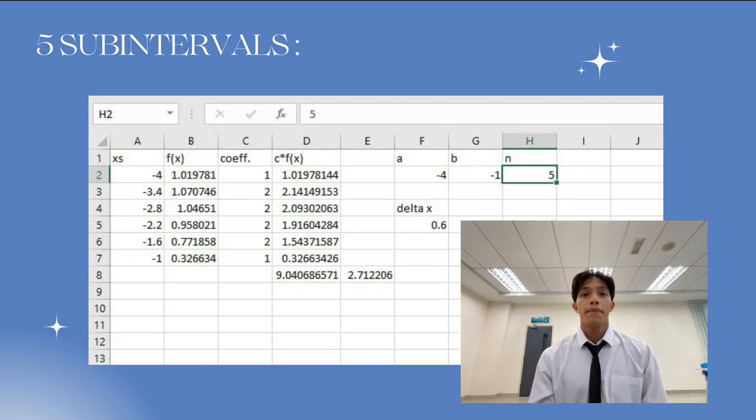Then we find coefficient multiplied with fx, and we sum up the numbers, and we got 9.04068. And then for the area of the graph from negative 4 to negative 1, we use the equation h over 2 multiplied with coefficient multiplied with fx.